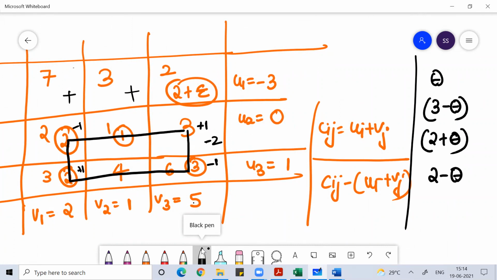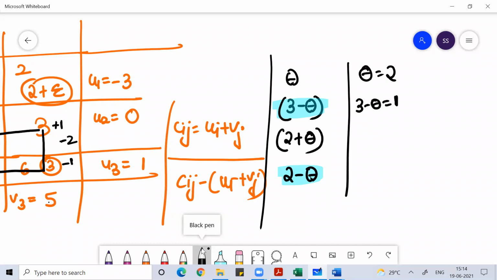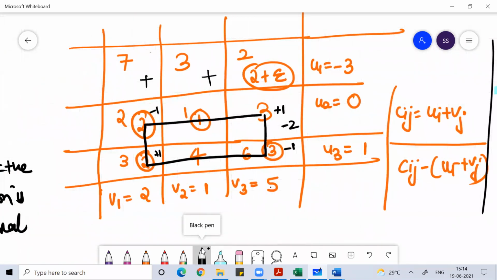Again, you know that out of the negative theta values, the minimum theta is 2. So here theta will be equal to 2. So 3 minus theta will be equal to 1, 2 plus theta will be equal to 4, and 2 minus theta is equal to 0. I think you're done with your allocation. Again, we'll test the answer we get.